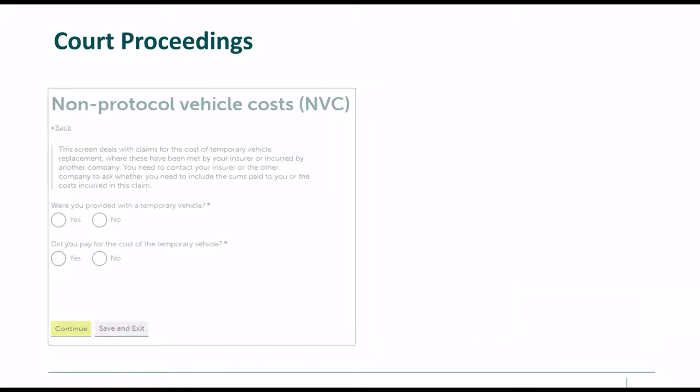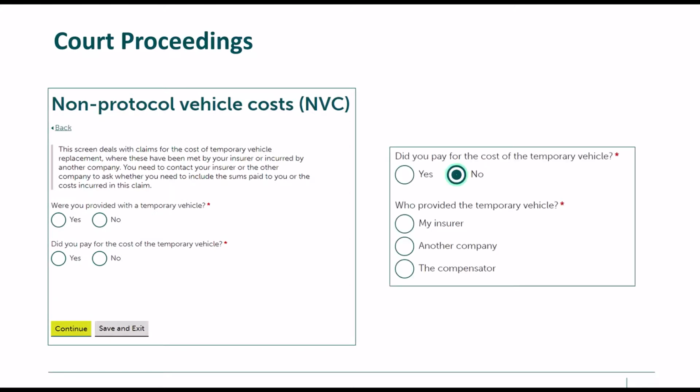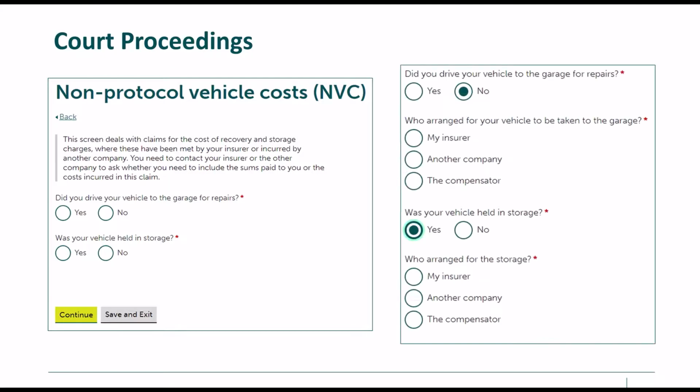Then they are asked if a temporary vehicle was provided. If the customer answers no to this question, they can move on to the next. If they answer yes, they are asked if they paid for the costs of the temporary vehicle, and if they didn't, who paid for them. The next questions ask if the customer drove the vehicle to the garage themselves and if it was held in storage. More information is required here depending on how these questions are answered.